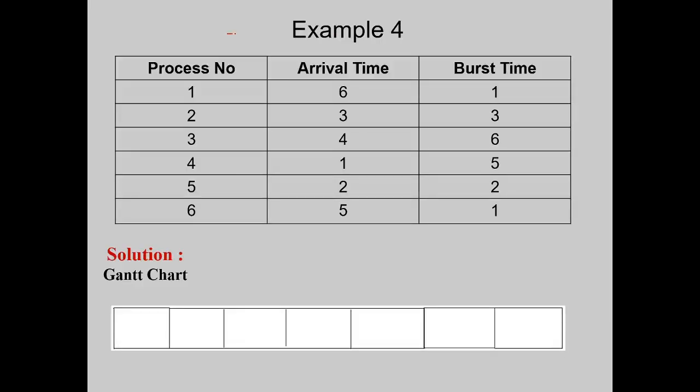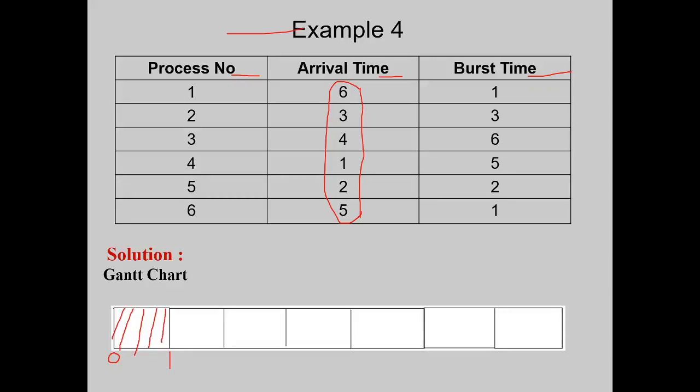So let us consider another example. They are given the process number, arrival time and the burst time. So at the beginning we need to consider here the arrival time first. So check out at 0th unit which of the process has arrived here. None of the process has arrived at 0th unit. From 0 to 1 the CPU is going to remain idle. So we need to show that in this way. From 0 to 1 CPU is idle.